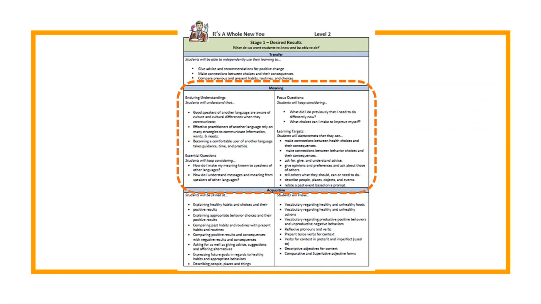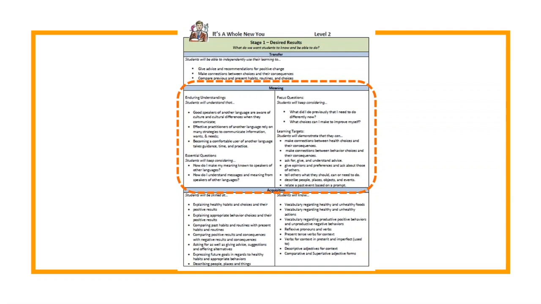Here's the enduring understandings and the essential questions. What made sense to us in our district as we work with curriculum is that the enduring understandings and essential questions for every unit are basically the same. Our enduring understandings, as we define them, are things students 10, 20 years from now are going to recall about learning languages. They may not take any more language after they leave high school. So we have 3 enduring understandings. Good speakers of another language are aware of culture and cultural differences when they communicate. Effective practitioners of another language rely on many strategies to communicate information, wants, and needs. And becoming a comfortable user of another language takes guidance, time, and practice. We really feel like those are enduring understandings. We decided to not focus on content, because we didn't feel like students are going to necessarily remember content in 10 years if they never take Spanish, French, or German again.